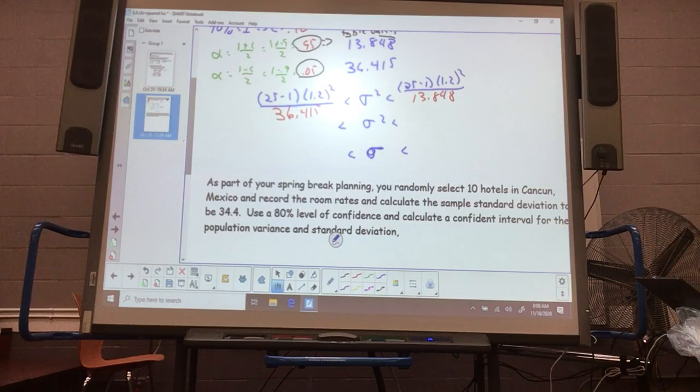25 minus 1 is 24. Don't sit there and have to go 25 minus 1 equals. Trust your math ability. You can subtract 1 from it. Times 1.2 squared divided by the 36.415. Hit your enter button. That's your variance. And then take the square root of your answer. That's your standard deviation. Then go to the second set. 24 times 1.2 squared divided by 13.848.